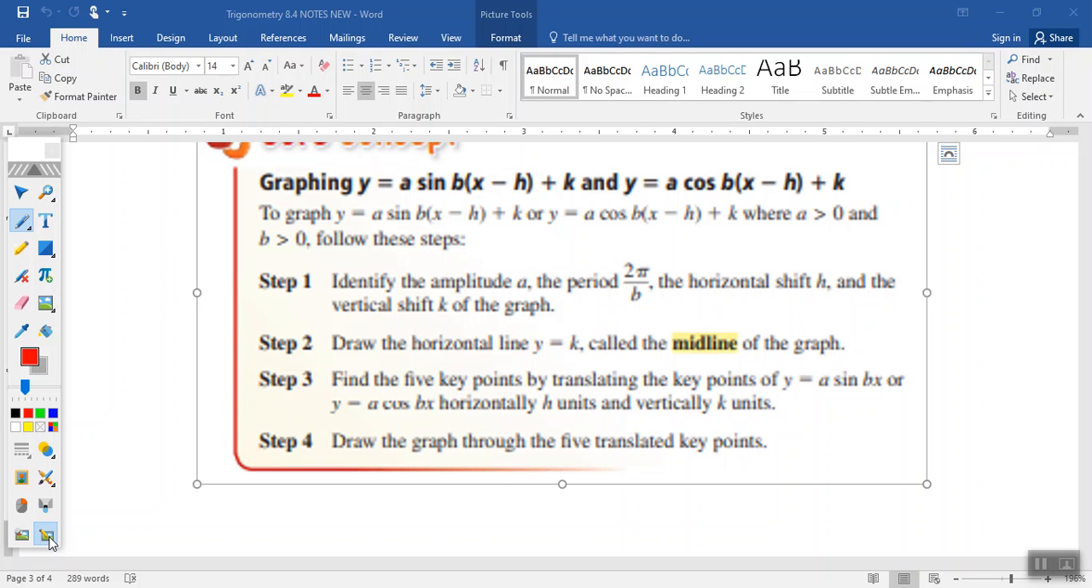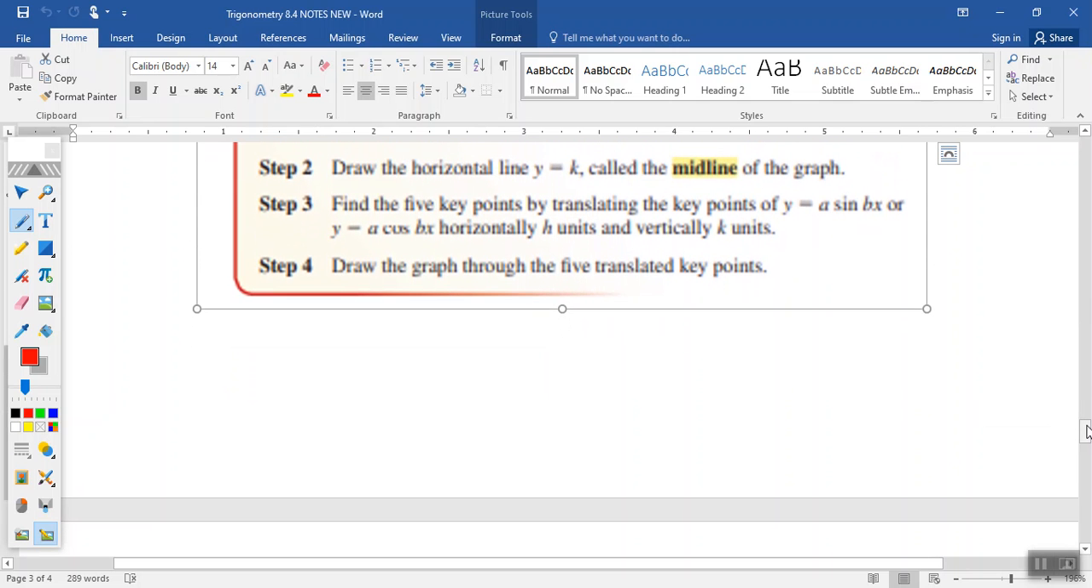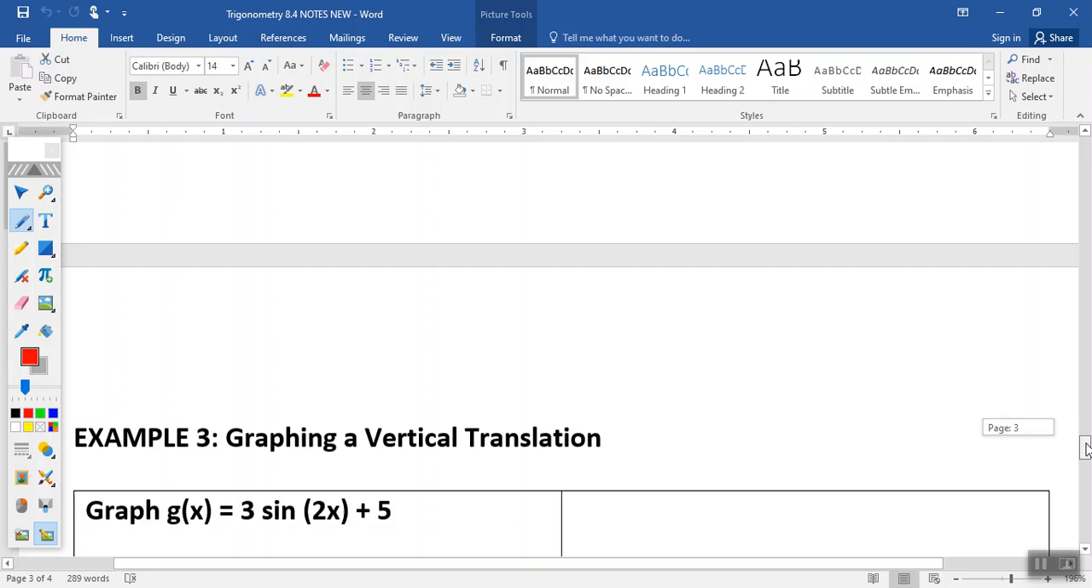All right, I'm just going to let you read through these. We'll get to it, okay? And step 3 says to do what? Find 5 key points. Find key points translating y equals a sine bx or y equals a cosine bx, horizontally h units and vertically k units. Draw the graph through the 5 translated points. Once you've got 5 points in there, guys, you pretty much have one whole cycle in here.